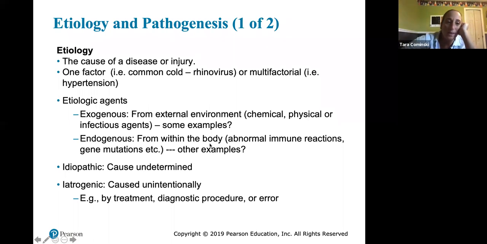And then again, important to think about endogenous. We were talking about this as we were looking at those flow charts, right? Things like genetics, gene mutations, abnormal immune reactions. Those are all endogenous agents that then can cause disease, right? All right.